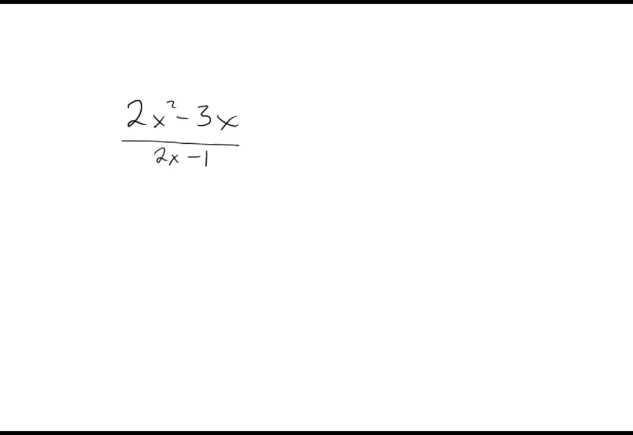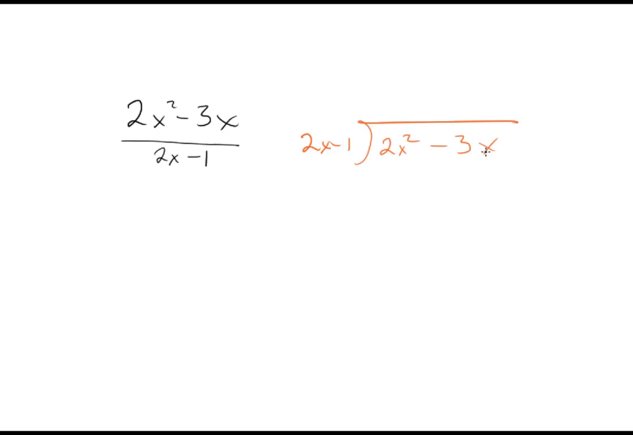2x squared minus 3x divided by 2x minus 1. So I've got the following rational expression, and if I scan the answers, I'm not going to get a unique answer quickly from the remainder theorem. So I'm going to jump right into the long division.